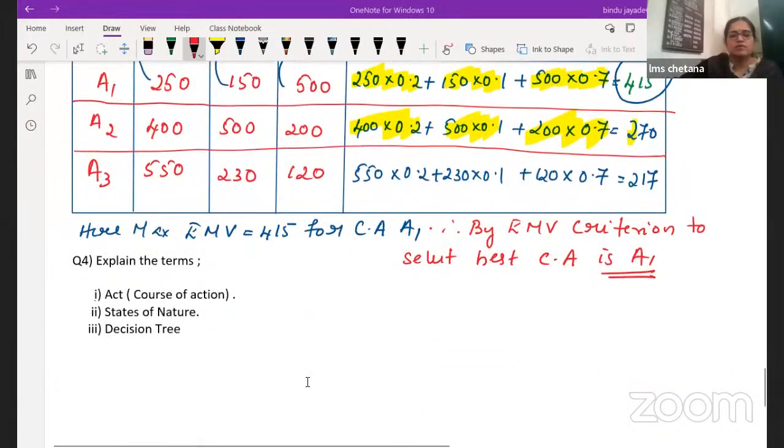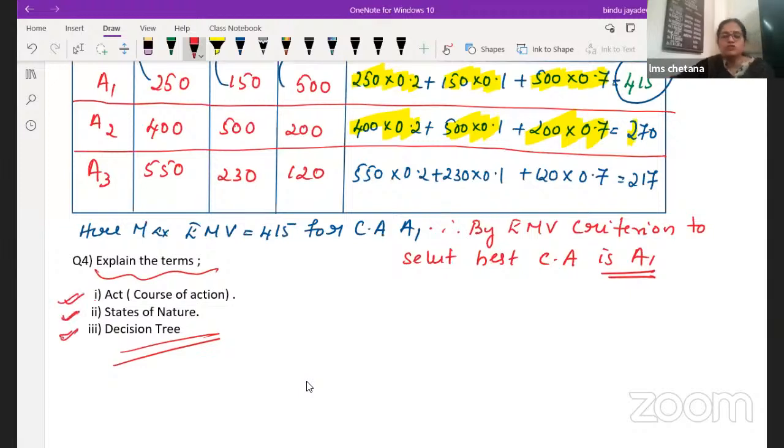See, now prepare yourself for these terms. Explain these terms with a short note. These three, just prepare yourself. I already sent you the PDF of my notes. It is already there, but still I'll put everything together and send it to you. Okay.